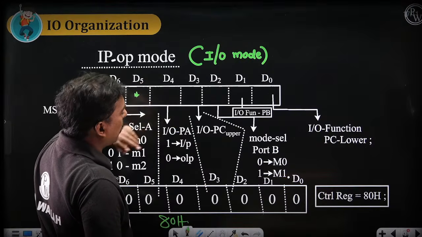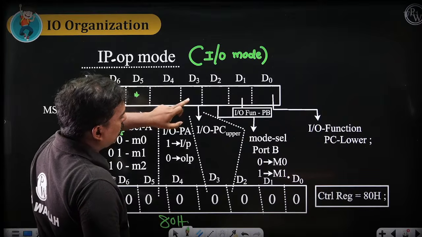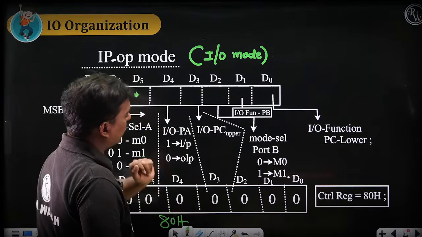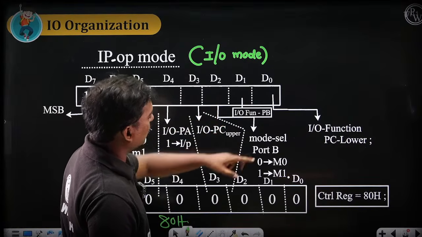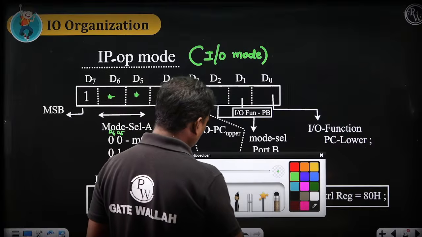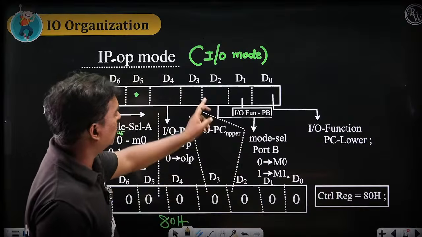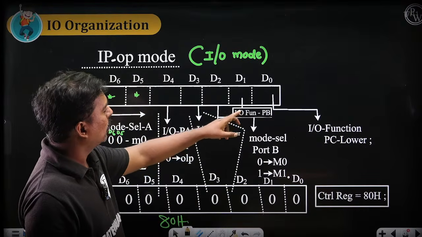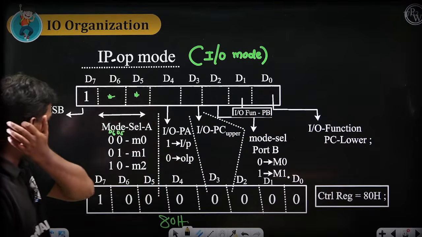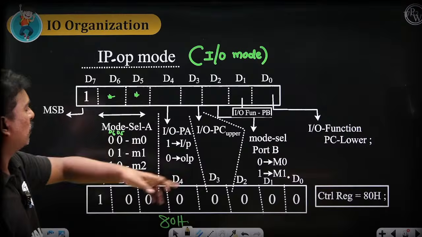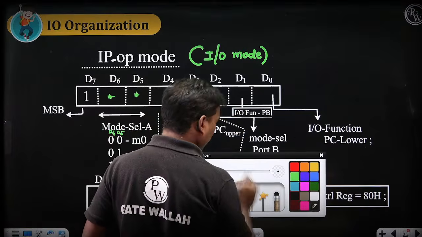Next, this one is port C upper. Port C upper can be either input or output, meaning either 0 or 1. Next, this one is for the mode selection of port B: mode 0, mode 1. And this one is for port C lower. This is how it will function.